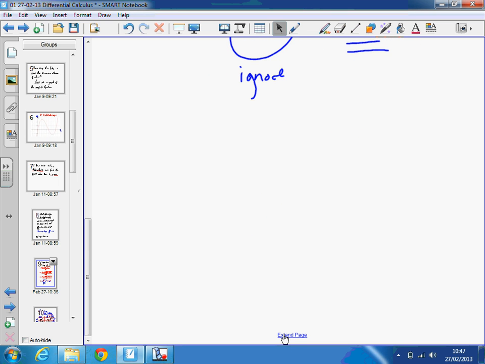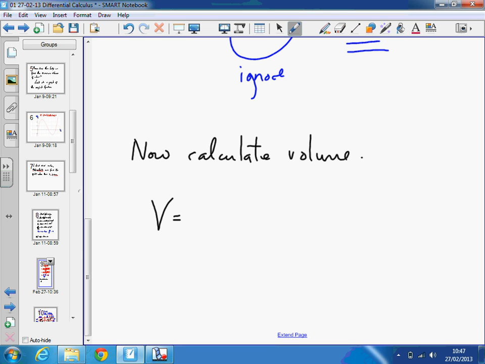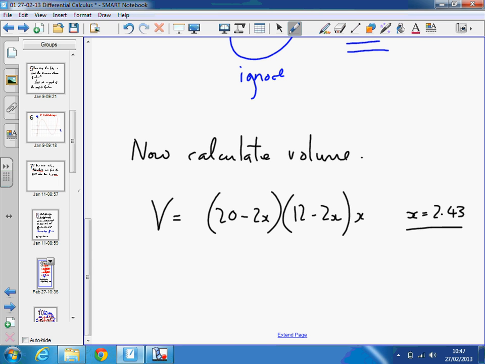So I can now calculate the maximum volume as a final exercise. Volume equals, remember, 20 minus 2x, 12 minus 2x, times x. Calculate the volume for x equals 3. Sorry, x equals 2.43. So if we put a value of x equal to 2.43 in there, we could find the maximum volume of the box. And it will come out to be hopefully something around 260 odd, which is what we got from the graph.